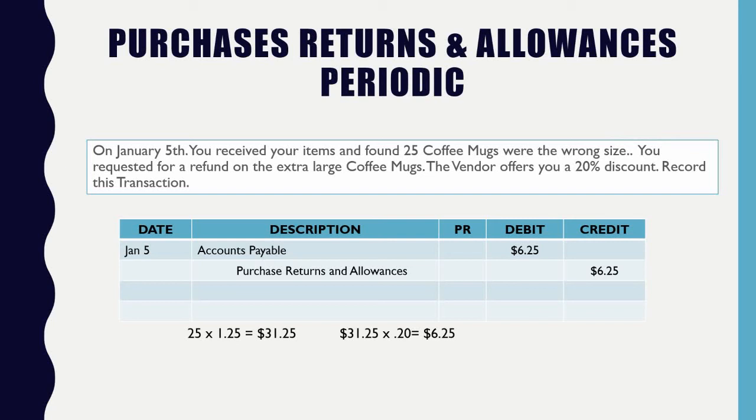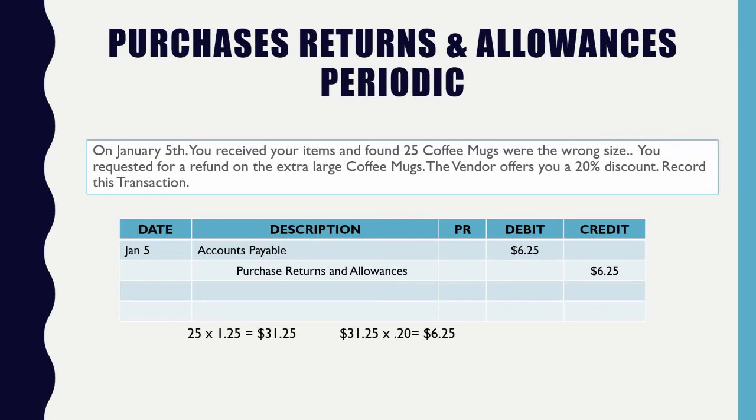So that's the difference between the two. Returns is where you return the full amount. Allowances is going to be giving a percentage discount off of the amount that you're trying to return. So in this case right here, we're trying to return 25 of those 25 mugs, right?